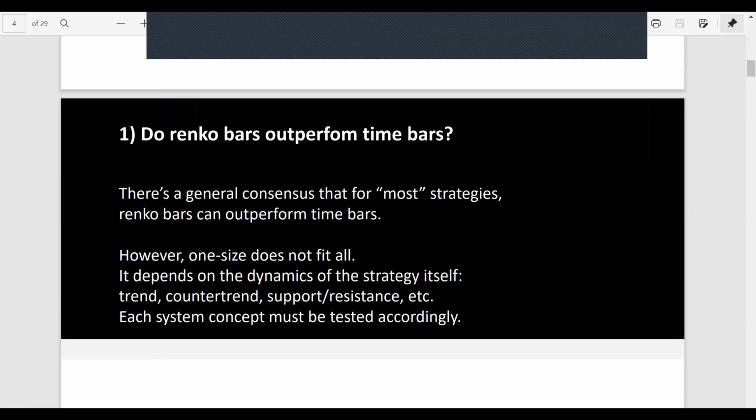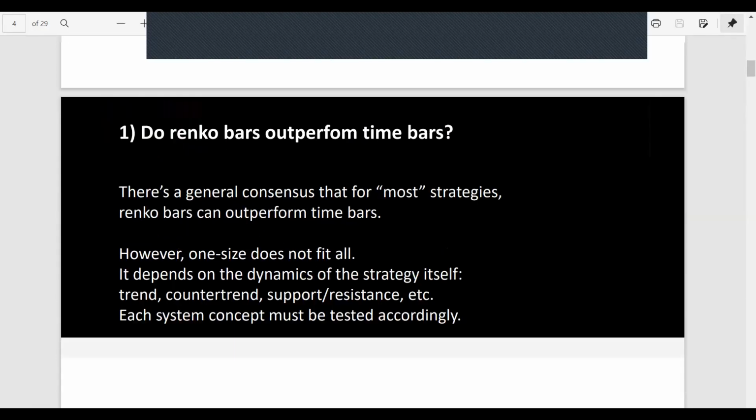And the big question is, do Renko Bars outperform time bars? There is a general consensus that for most strategies, yes. However, one size does not fit all, because it depends on the dynamics of the strategy itself, whether it's trend or counter trend, support resistance. And so each system concept must be tested accordingly before we can make a verdict on whether the Renko Bar is suitable for a specific strategy.